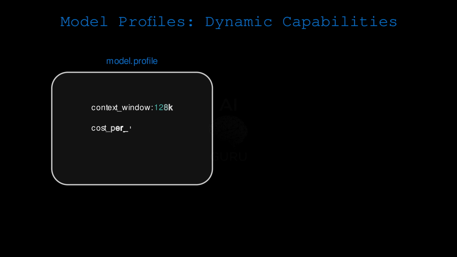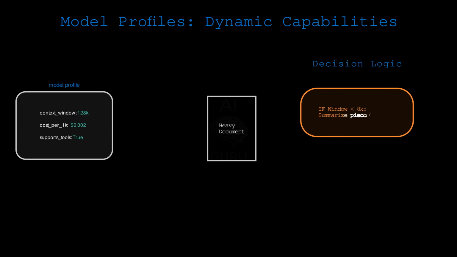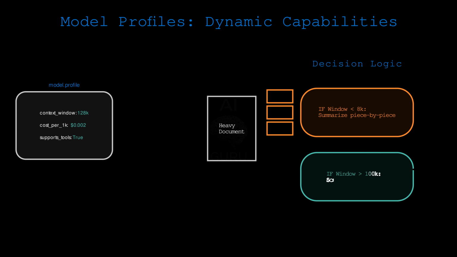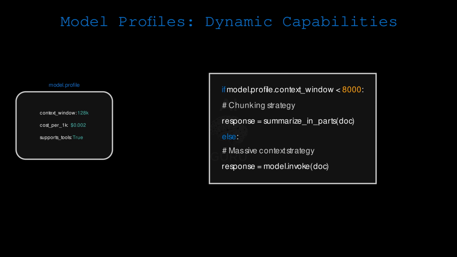Dynamic capabilities. You can check model.profile in your code to see, for instance, how big the model's context window is. And the real-world application is context engineering. That's it. Your code can check the profile. If the context window is small, maybe you decide to summarize a document piece by piece. If it's huge, you send the whole thing at once. You adapt your strategy on the fly.